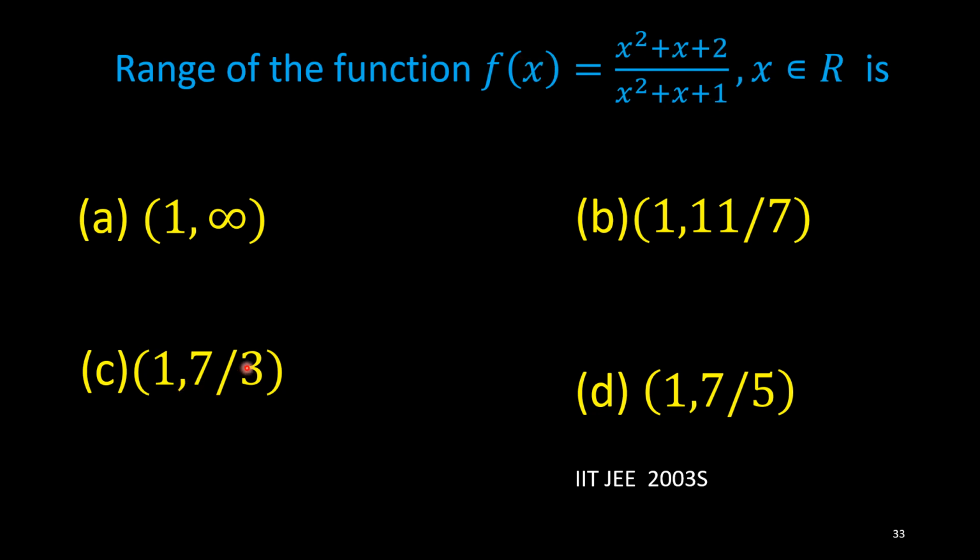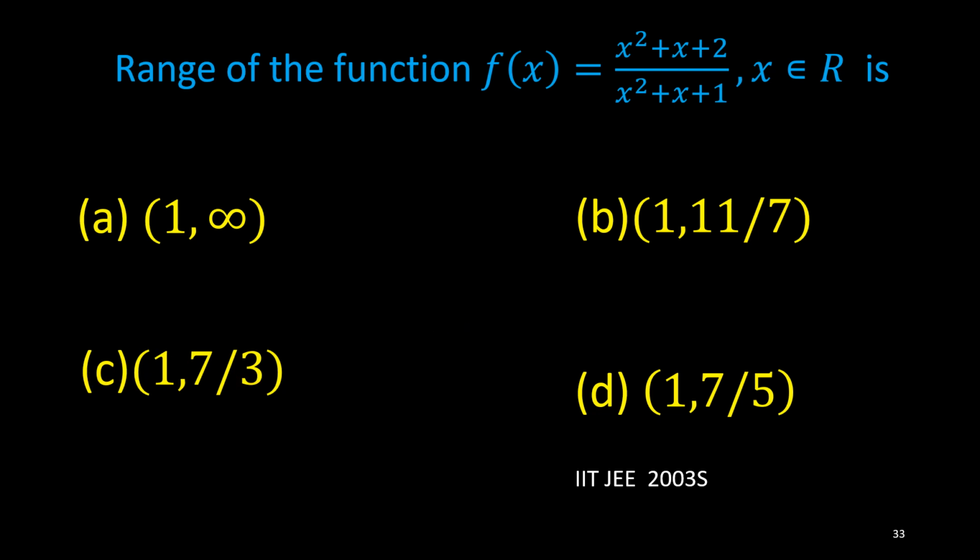So this choice, 11 by 7, is not more than 2. This is also not more than 2. So these two are not correct. Infinity is also not reasonable. So the only choice is C. So by argument, without doing anything, we can see that this option is correct.